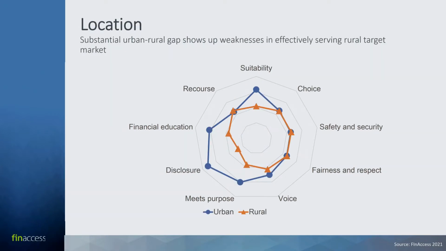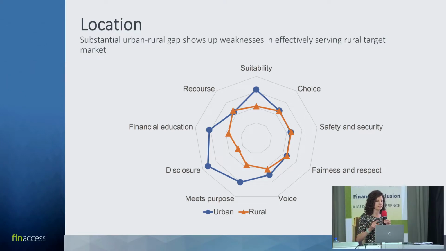And then also when we look at location, again it confirms the picture that we started to see from the first presentation. There is a substantial urban-rural gap. I think the relative gap is 12% on the index overall. And this just shows up the challenges that the financial sector still faces in effectively serving the rural target market. And again, it's very interesting to see where these big differences lie: financial education, disclosure, meets purpose, and then suitability and voice to a lesser extent.